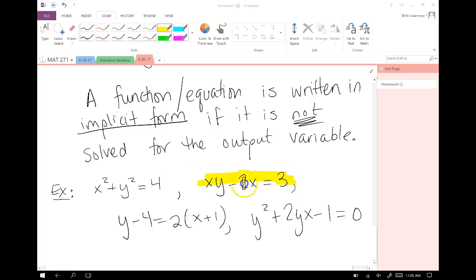This one would be pretty easy to solve for the output variable because there's only one y in the problem. This one would not. You would not want to waste a bunch of time trying to solve that for y. I don't even know if it would be possible to solve that one for y and get it written explicitly so you can do normal derivative rules on it, because it's a quadratic in terms of y. Y appears multiple times in different forms.